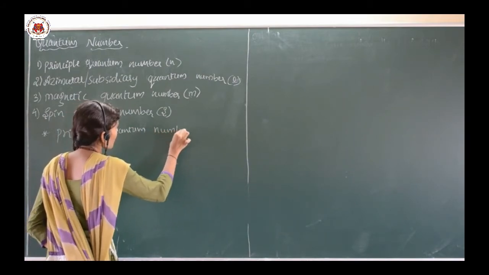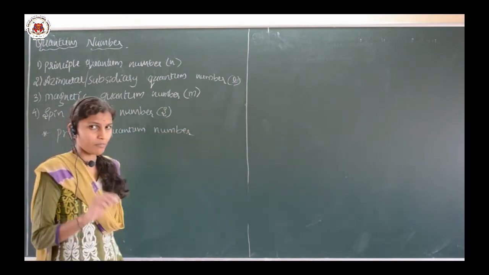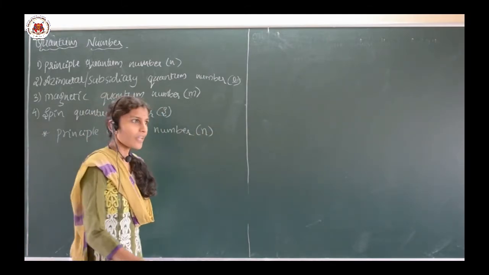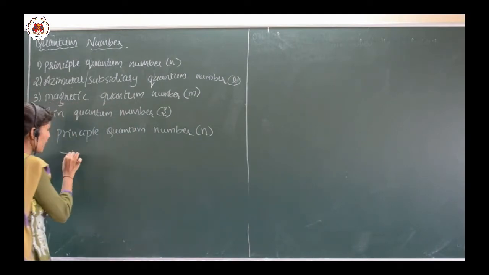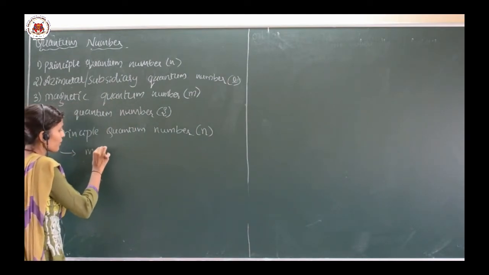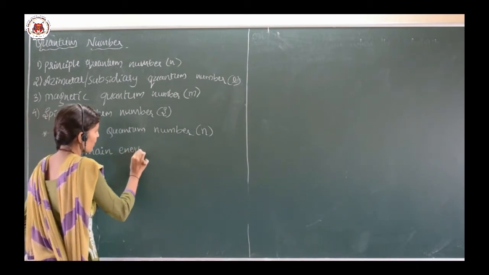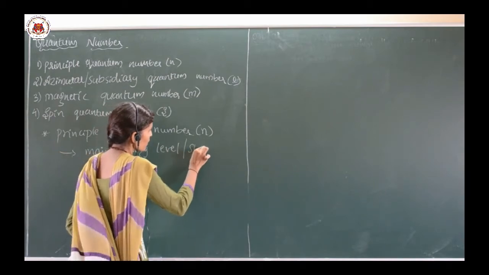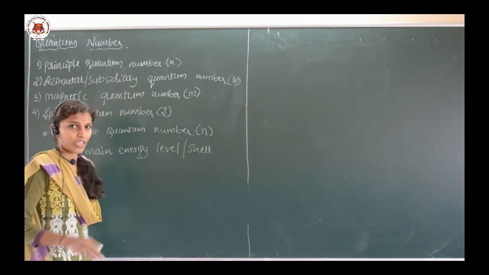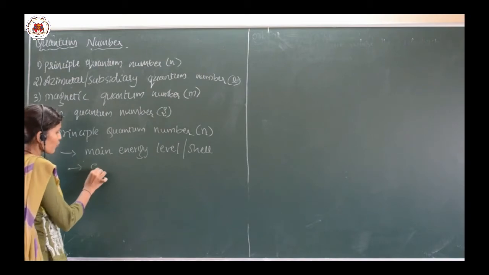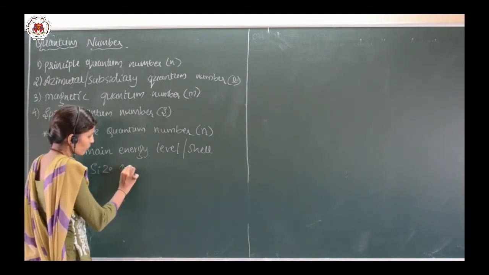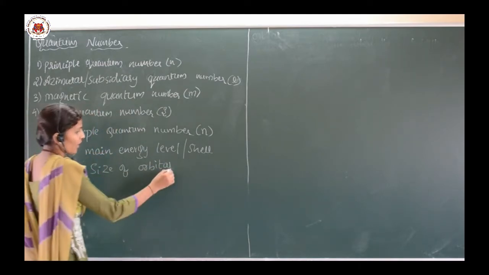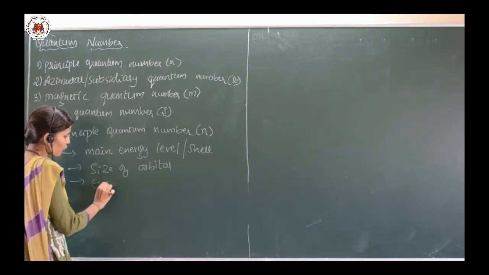principal quantum number. The principal quantum number is indicated by the letter n. It tells about the main energy level or main energy shell. It also tells about the size of the orbital, and even the energy of the orbital.